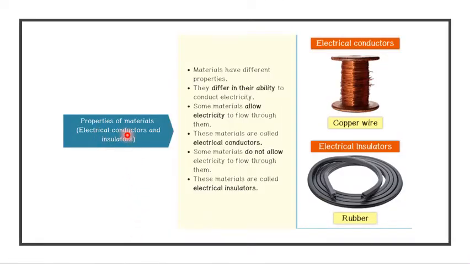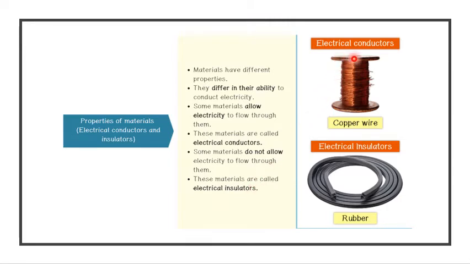Properties of materials in electrical conductors and insulators. Materials have different properties, as we know. They differ in their ability to conduct electricity. Some materials allow electricity to flow through them. These materials are called electrical conductors. Some materials do not allow electricity to flow through them. These materials are called electrical insulators.